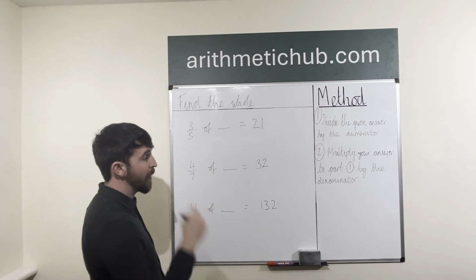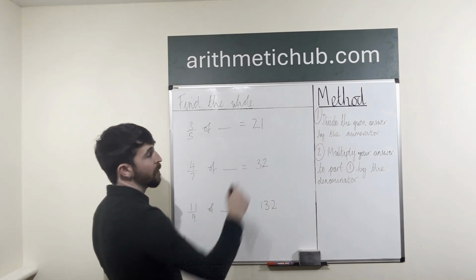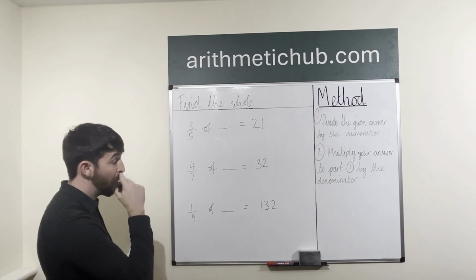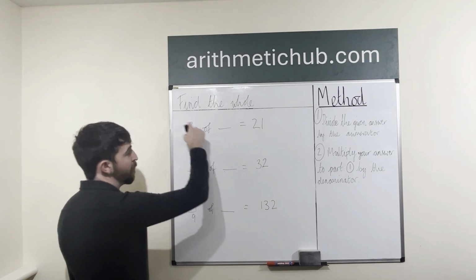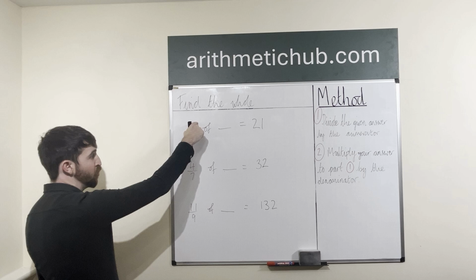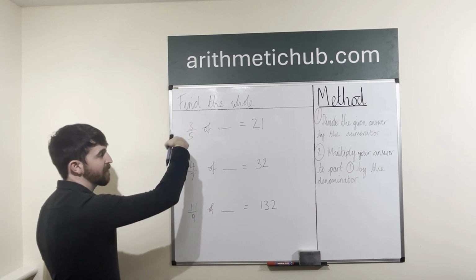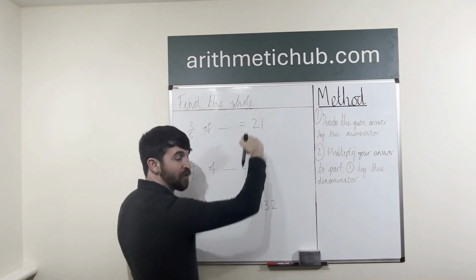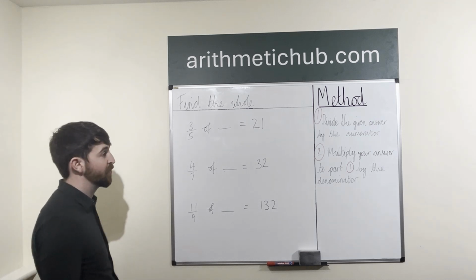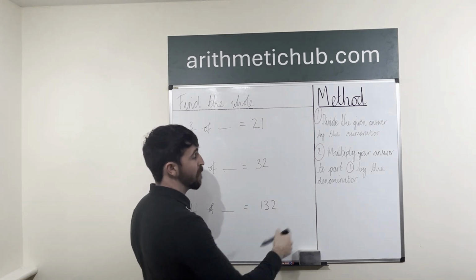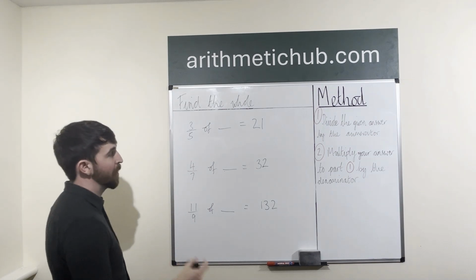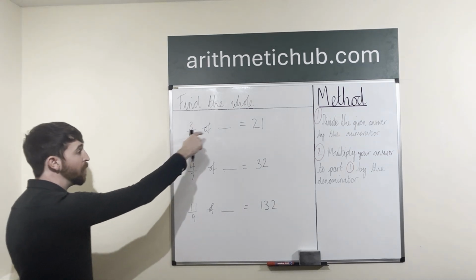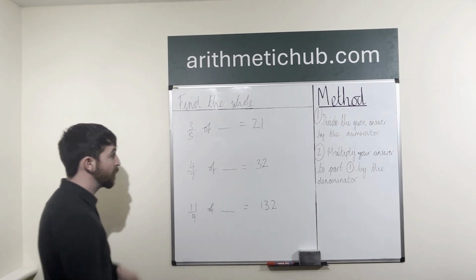So let's have a quick check of the method. The method says divide the given answer by the numerator and then multiply your answer to part 1 by the denominator. So here's our fraction. We know our fraction's made up of our numerator and our denominator. Numerator is the top part of the fraction, denominator is the bottom part of the fraction, and we've got our given answer over here. We're going to call that our given answer, okay? Not to be confused with your answer to part 1, which is the next bit that we'll have a bit of a look at. This is called the given answer, okay? So 3/5 of something is going to give us 21.